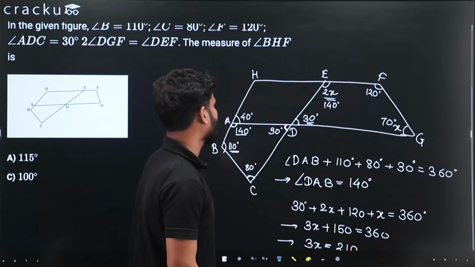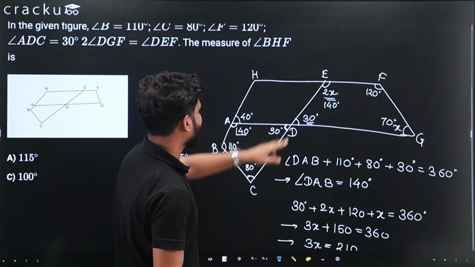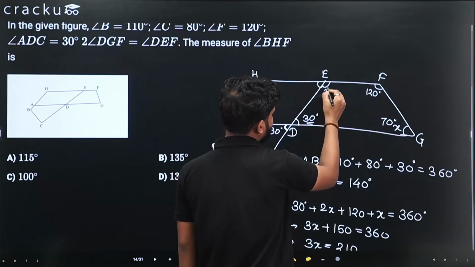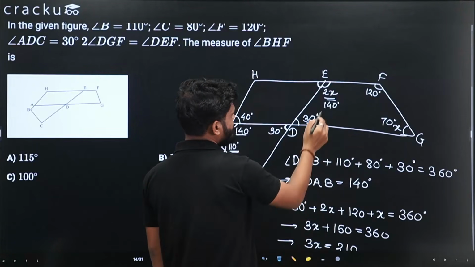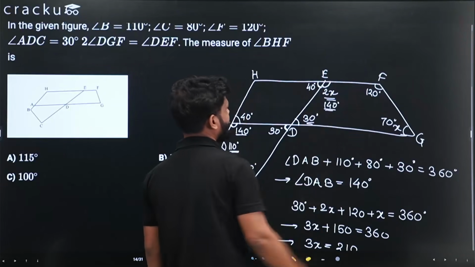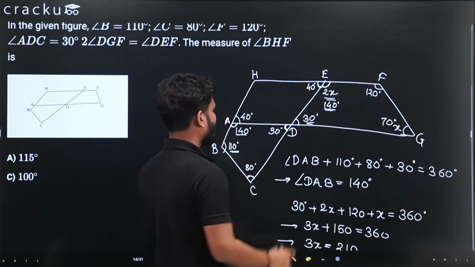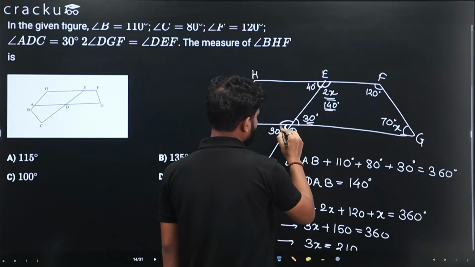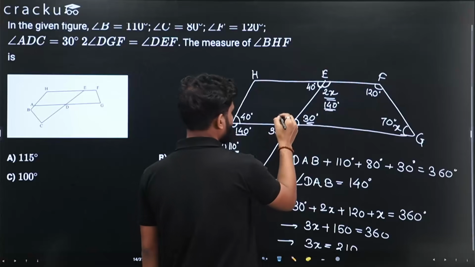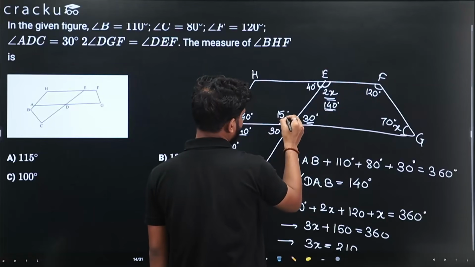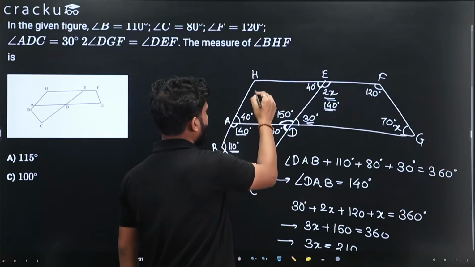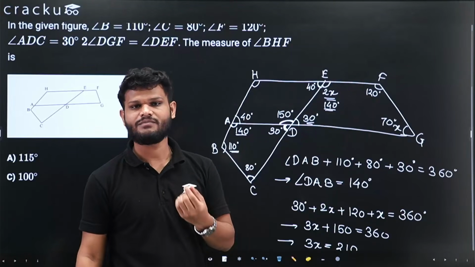70 into 2 will be 140 degrees. Now look at this angle. This angle and this angle are supplementary. So if this is 140, this will be 40 degrees. Right? Now what about this angle? This angle and this angle are also supplementary. So this will be 150 degrees. Right? So 40, 150, 40. The remaining angle we can find out by subtracting from 360.